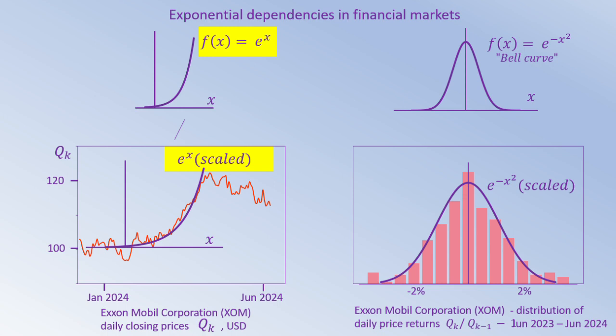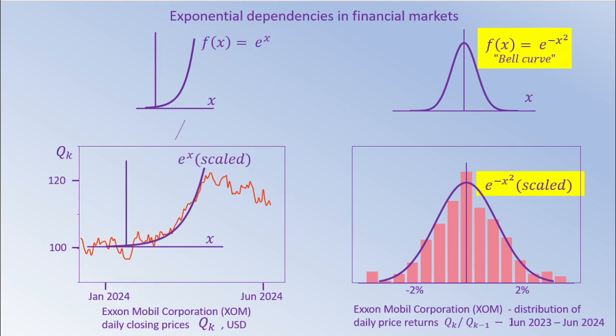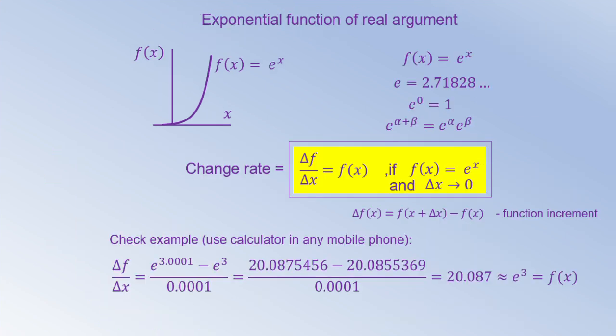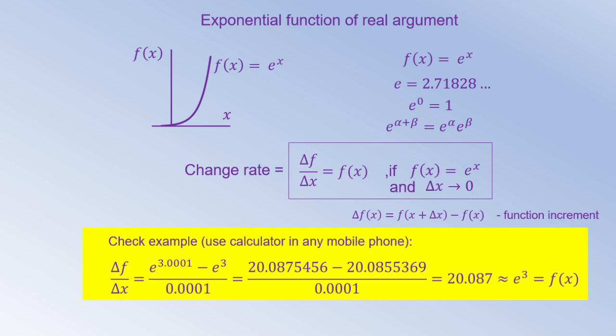Besides that, distributions of stock returns usually take the form of a bell-shaped curve described by the function e to the minus x squared. The exponential function of a real variable x is a fast-changing function with the change rate equal to the value of the function itself for any value of x. You can easily check this using any online calculator as shown in the example given here. A huge number of other formulas and relations are also known for the exponential and trigonometric functions of real arguments.